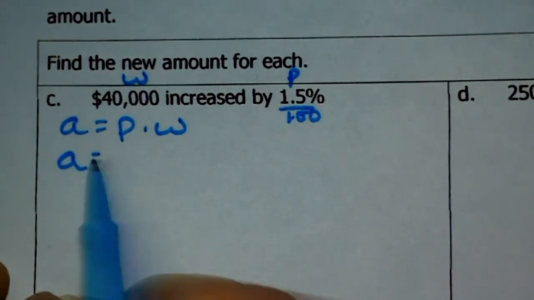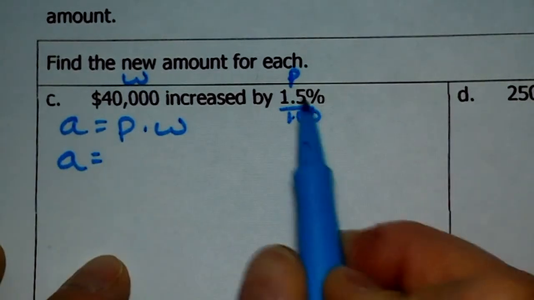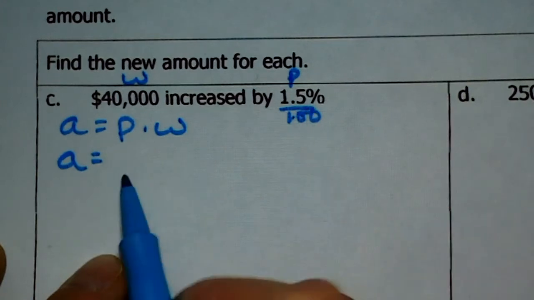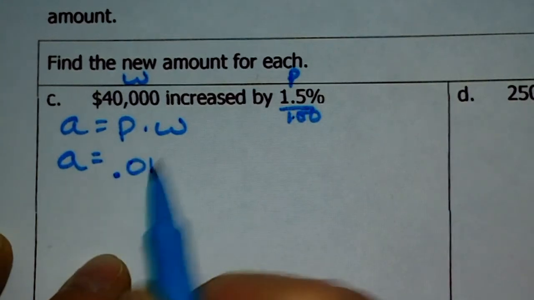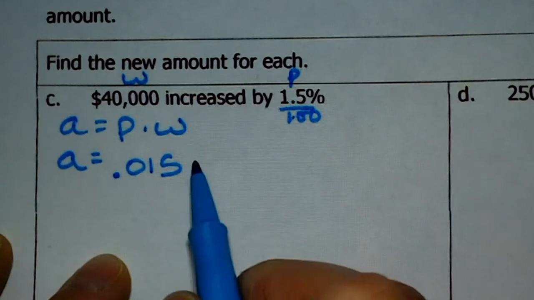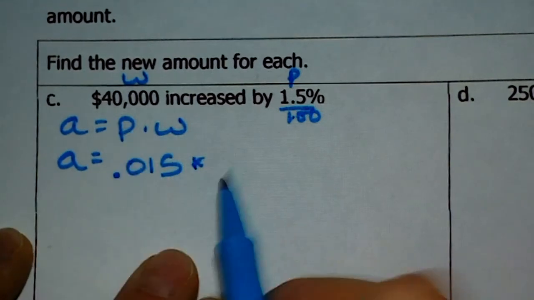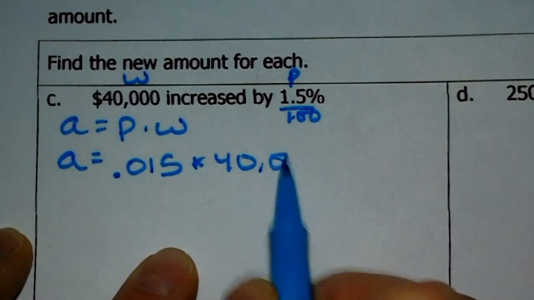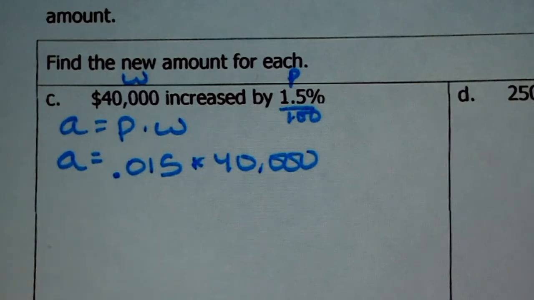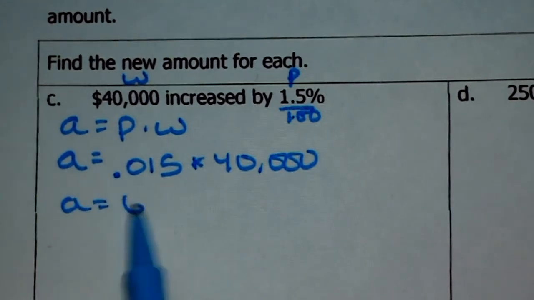So to figure out our new amount, all you need to do is take 1.5 divided by 100 and then multiply that by the whole amount that you were making before, which is 40,000. So when you do that, I'm going to do it really quickly in my calculator. You end up getting $600 for A.